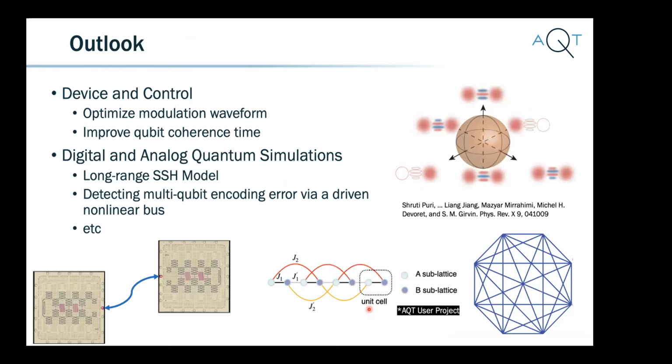So the outlook will be basically, as a first batch of devices, we next want to improve the device quality, like the qubit coherence time, for example, and want to optimize our modulation schemes. And after that, we'll carry out those unique experiments that want to use the complicated coupling topologies and other abilities that are embedded in the quantum processor.